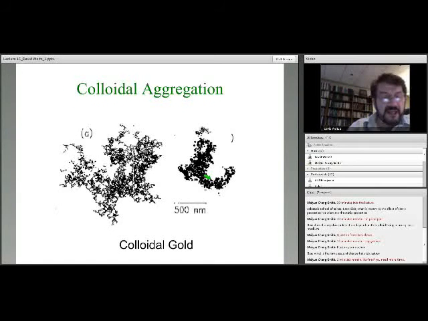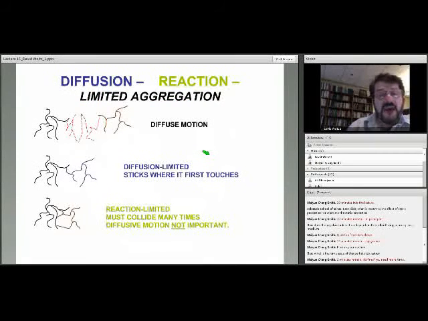Well, remember I showed you that what was happening comes about because the particles collide with one another and start to stick. As they start to stick, they form clusters, and the clusters themselves then begin to diffuse, and the clusters collide. So you get aggregation not just of particles, but aggregation of clusters. And the clusters are themselves undergoing diffusive motion.